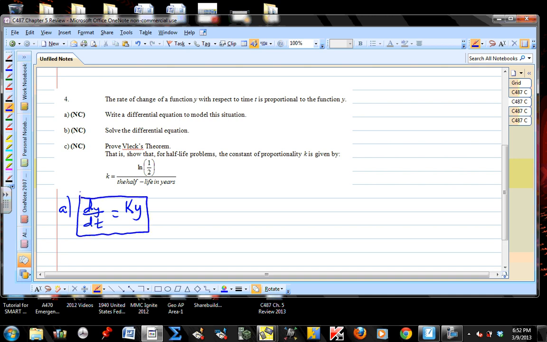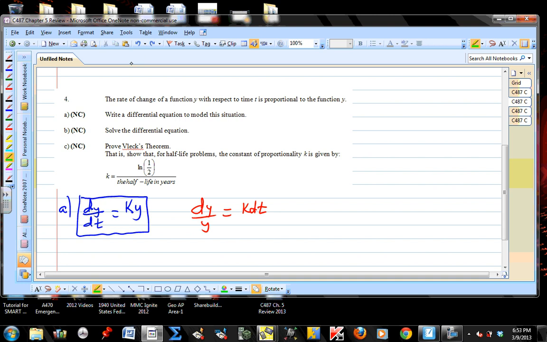Now in part B, we're supposed to solve this differential equation. So let's separate the variables. Divide both sides by y and multiply both sides by dt. And there you go. Separated the variables. We get all the y's on one side, everything else on the other. Remember, we know to solve for y because this is the derivative of y with respect to t. So y was the function that was differentiated. y is the function we're going to solve for.